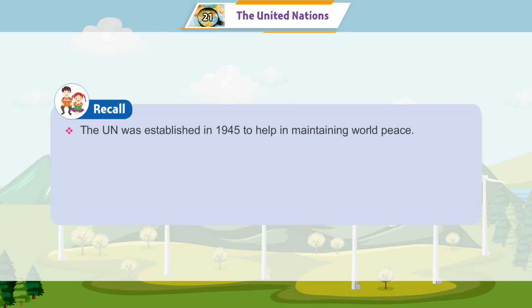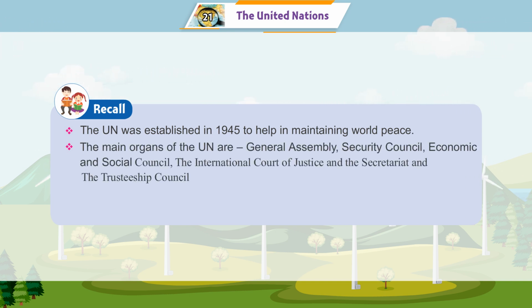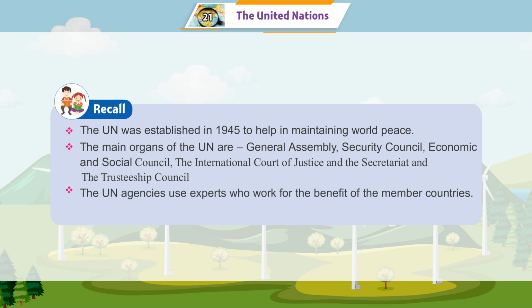Recall: the UN was established in 1945 to help in maintaining world peace. The main organs of the UN are General Assembly, Security Council, Economic and Social Council, the International Court of Justice, and the Secretariat and the Trusteeship Council. The UN agencies use experts who work for the benefit of the member countries. India is an active member of the UN.